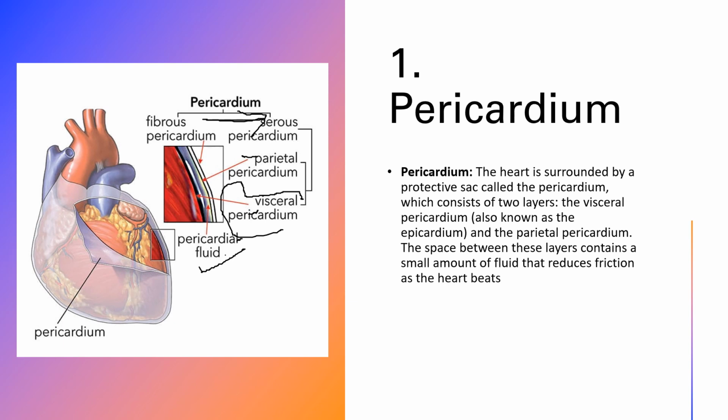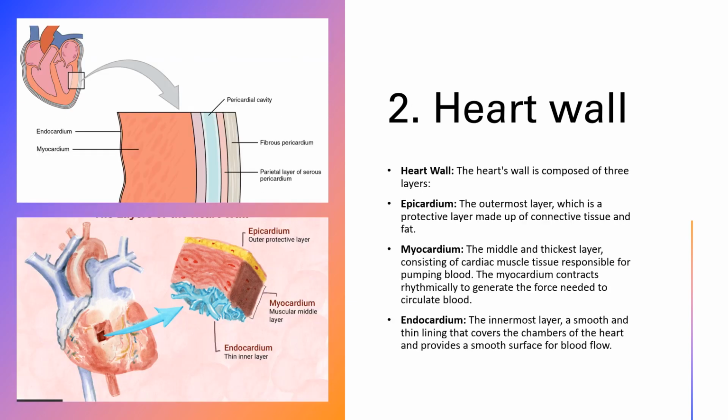Okay guys, now the heart wall. We have three layers in the heart wall. First is the epicardium, second is the myocardium, and third is the endocardium. Now coming to the epicardium. The epicardium is the outermost layer, which is a protective layer made of connective tissue and fat. Myocardium.